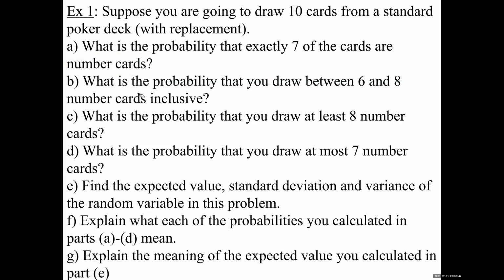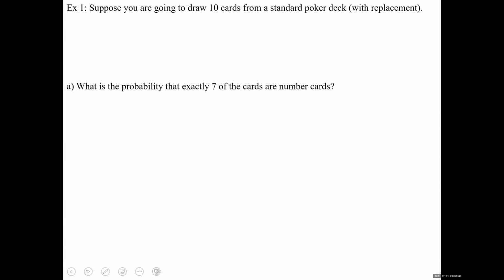Okay. Third ingredient, independence. Where's the independence? With replacement. And the fourth thing is the problem has to ask you to find the probability of getting a certain amount of successes. And number card is success. So this is a binomial problem. And anyway, part A, B, C, and D are binomials, and then we have some other stuff to do. But let's go to this.